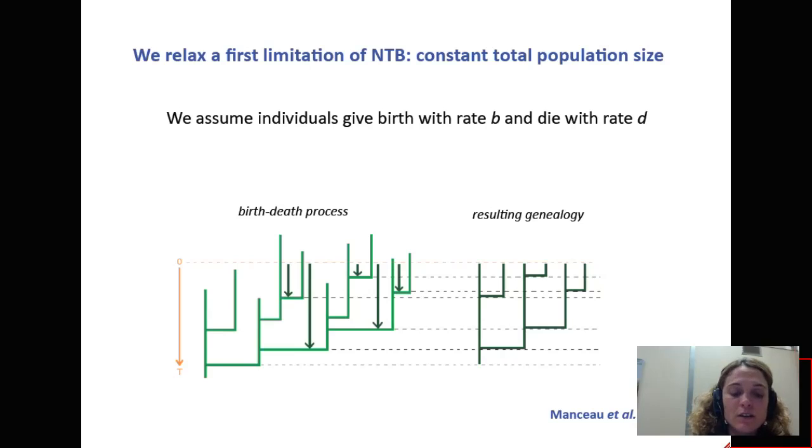So instead of having this zero-sum assumption of a fixed number of individuals in the community, we have a total meta-community size that arises from a birth-death process at the level of individuals. So individuals are neutral in their demographic parameters. They all have the same birth and death rates, and this generates the process that you see on the left here, genealogies of individuals. And if we only consider the individuals that survived to the present and their ancestors, we obtain this reconstructed genealogy that you see on the right.